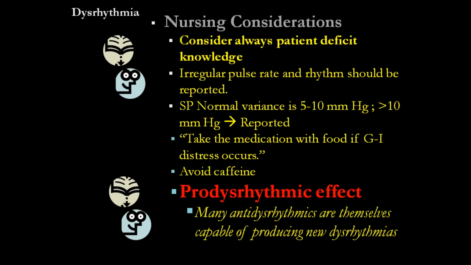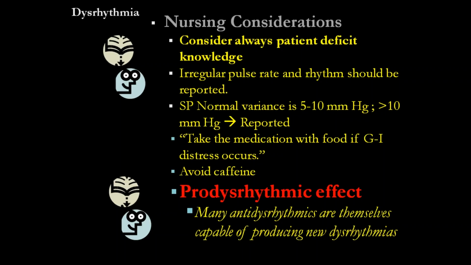All right, systolic pressure: normal variance can be between 5 to 10. If there is more than 10 millimeters of mercury, you need to report it because it's hypertension. Listen, hypertension can be a cause of atrial fibrillation and atrial flutter. It can make worse, for example, angina. It can lead into arrhythmias. So the blood pressure needs to be followed very closely.